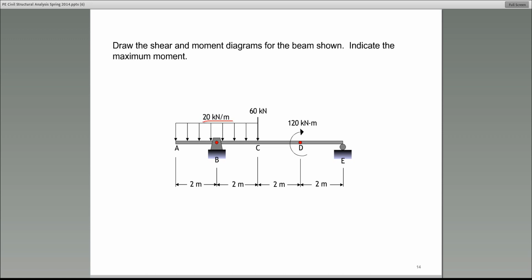Kilonewton per meter, 20 kilonewton per meter. Distributed load, rectangular load. There is a concentrated load of 60 kilonewton here at C, and then there is a free moment. This is a concentrated moment, a free moment at the point D. All right? So the first thing that we do is solve for the reactions.